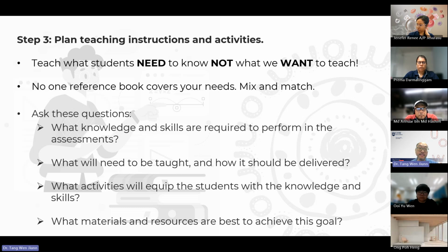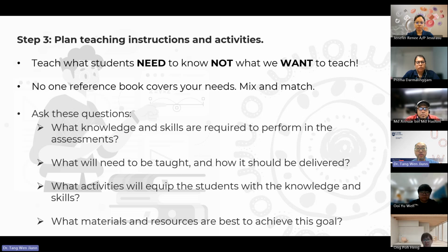This will be the methods. If you need to sing and dance, you sing and dance. And what activities will equip the students with the knowledge and skills? Do they need to do hands-on work, some presentations, quizzes, and things like that? And lastly, the materials and resources best suited to achieve this goal.